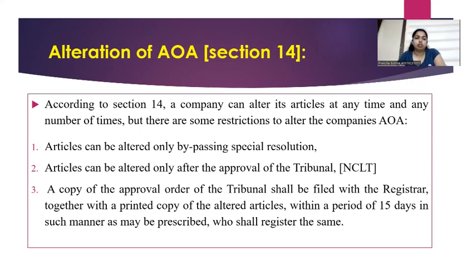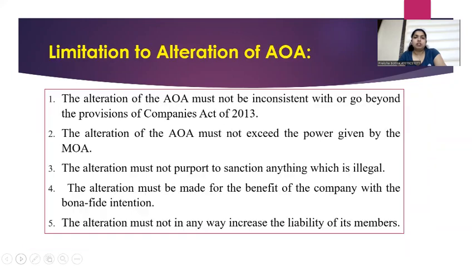Then moving on, we have limitation to alteration of AOA. Now, the first limitation is the alteration of articles of association must not be inconsistent with or go beyond the provisions of the Companies Act 2013. The alteration of the articles of association must not exceed the power which is given by the AOA.